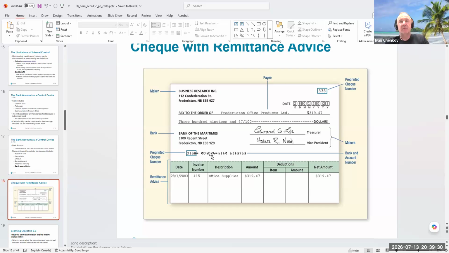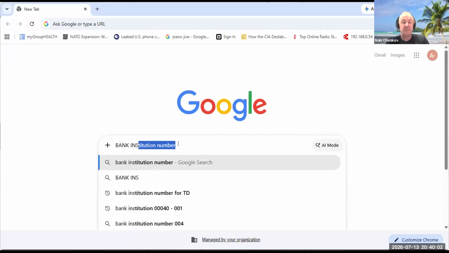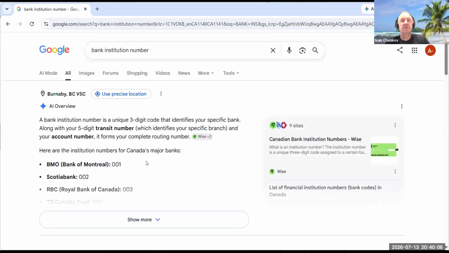The next one is a 5-digit number, which is related to the bank transit number. The 3-digit number is the bank institution number. After that is the actual bank account. All this information, you can find on the internet if you want. The only thing you have to do is open the Google search engine and search for the bank institution numbers.